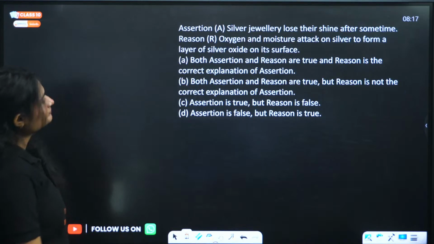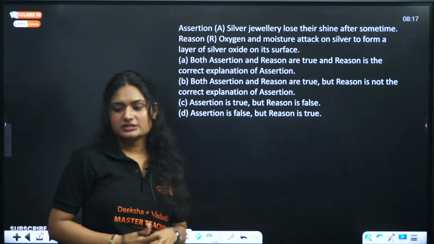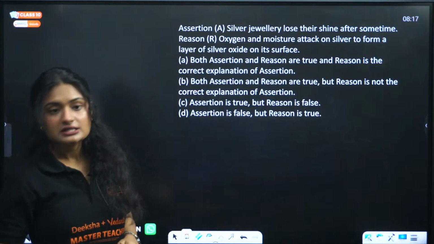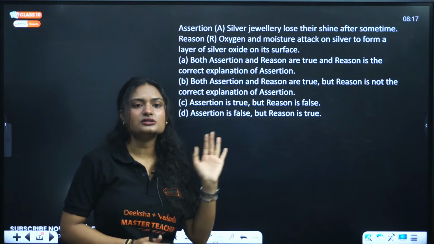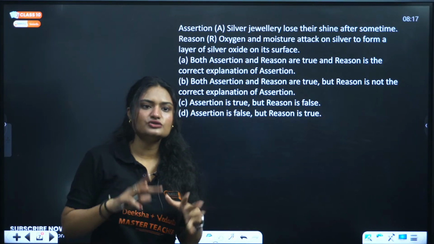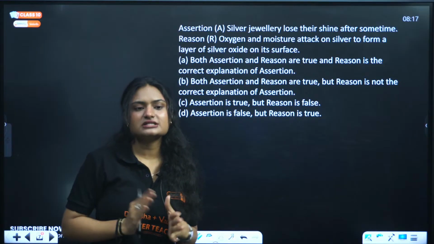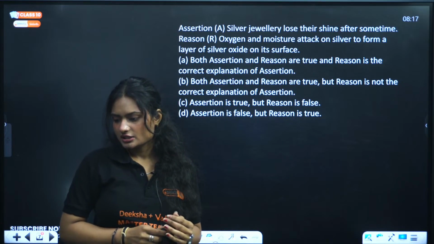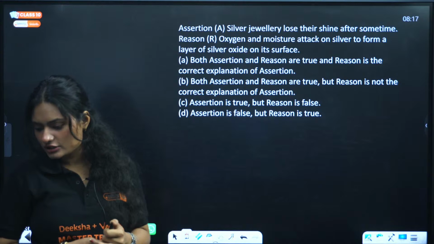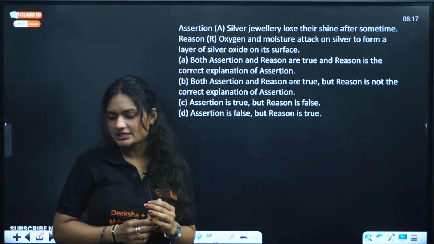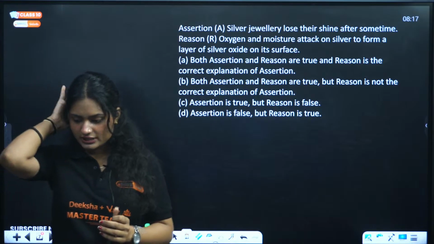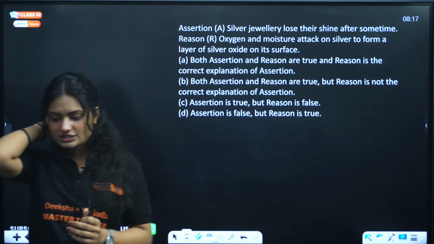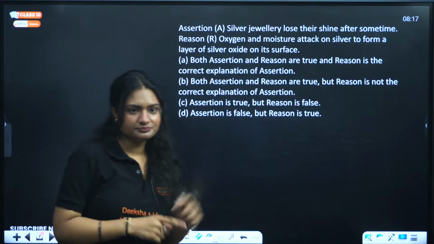Next question. Silver jewelry loses its shine after some time. The reason is oxygen and moisture attack on silver to form a layer of silver oxide on its surface. So Kalyan answered correctly, C is the correct answer. Yes, Hemant also answered correctly. Now in the next question, tell me the correct answer of this one.